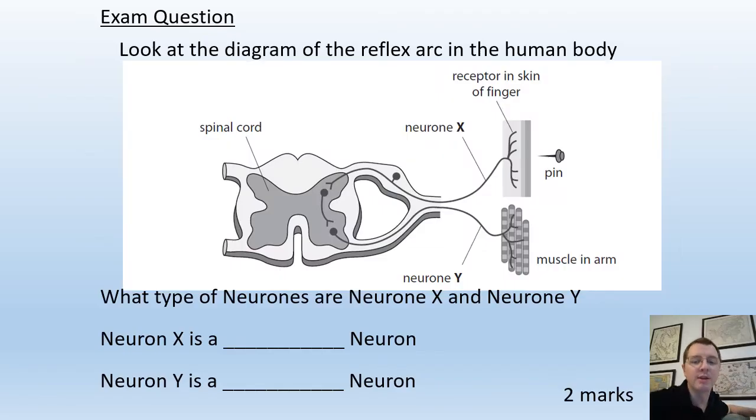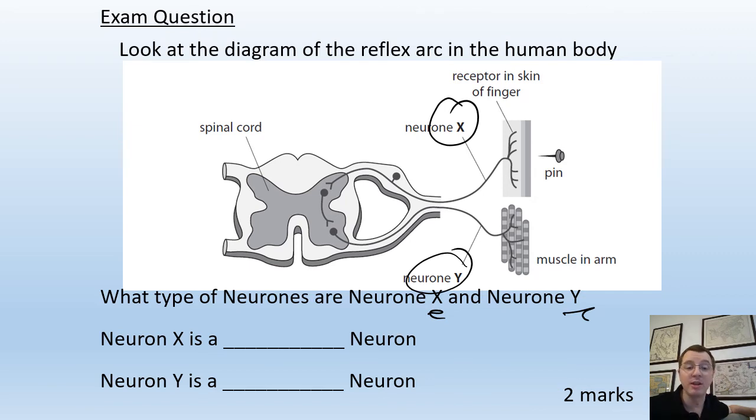Let's have a quick look at an exam question here. So pause the video, this is a 2-mark question, and just see whether you can answer the question. So let's have a look at the answer then. Look at the diagram of a reflex arc in the human body. What type of neurons are neurons X here and Y here?